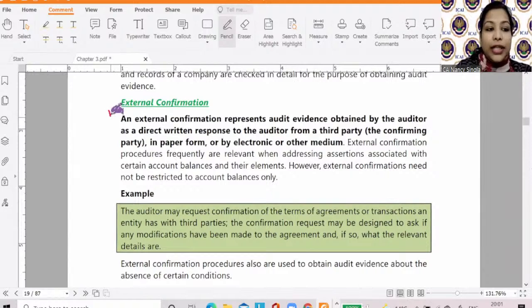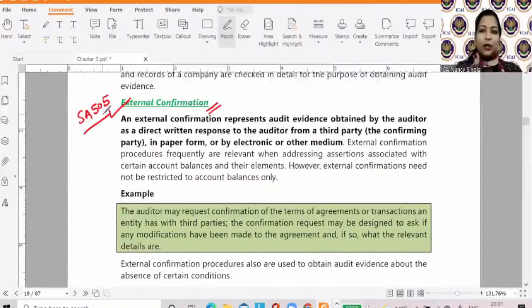Okay? Now, what is external confirmation? I give this example so many times. So, the audit procedures we have discussed so far are inquiry, inspection and observation. Okay? Now, external confirmation. Very simple. And students, we will be doing this in much more detail in SA 505. So now I'll tell you quickly.